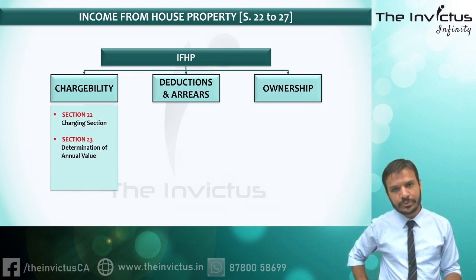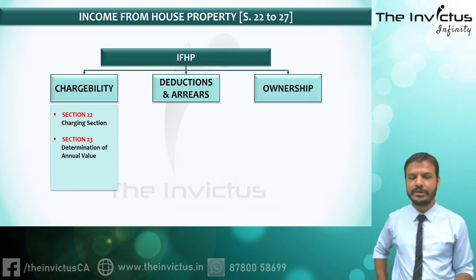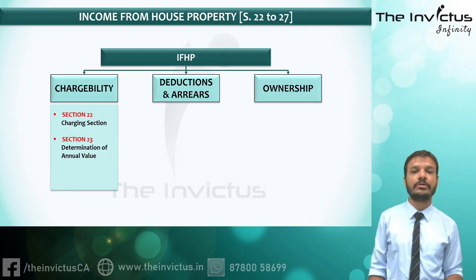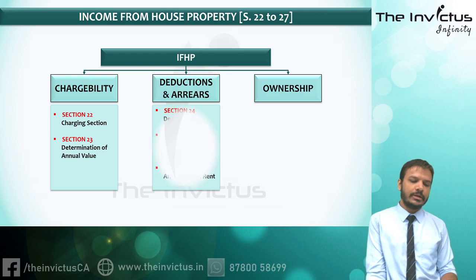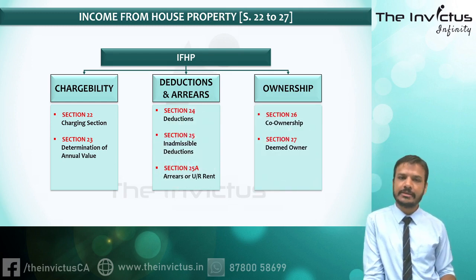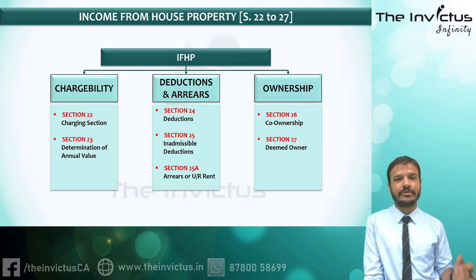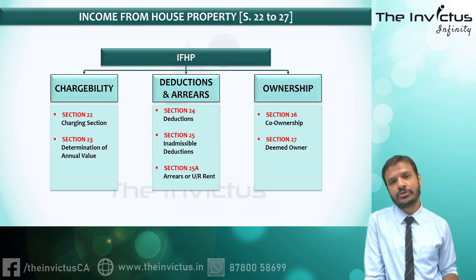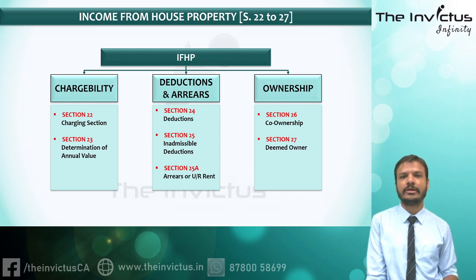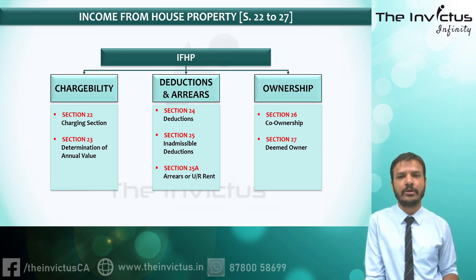Chargeability: Section 22 is the charging section under the head IFHP. Section 23 is about determination of annual value. Then section 24 talks about certain deductions, that is standard deduction and interest on borrowed capital. Section 25 is inadmissible deductions, and section 25A is arrears or unrealized rent. Section 26 is co-ownership. What will be the case if there are multiple owners of one house property? And section 27 talks about deemed ownership, right? So one by one we'll study all these 6 sections.